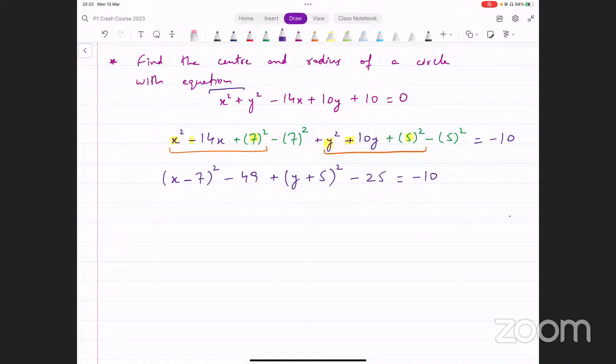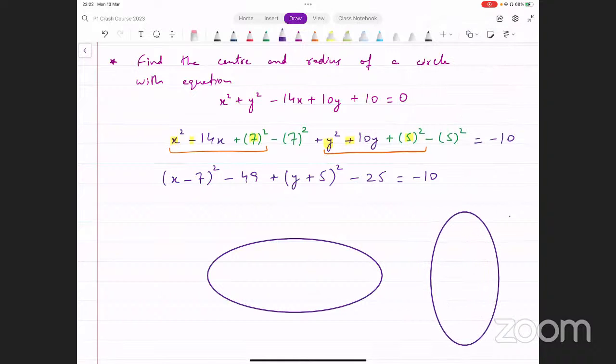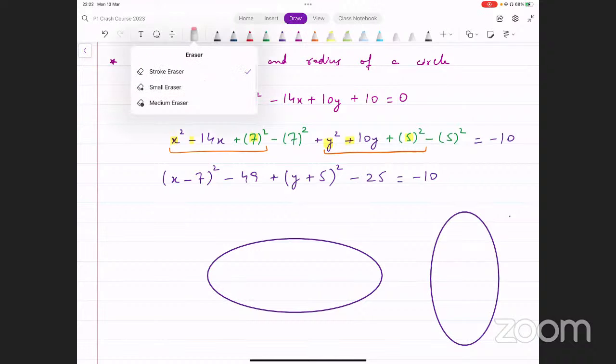The coefficients of x squared and y squared here cannot be different for the equation of a circle. If they were different, it would not be a circle anymore. It would become an ellipse like this, or maybe like this. Okay, so the coefficients have to be equal. They're generally going to be both one. If they were not both one or not both equal, you would not get a circle, you would get an ellipse like this.